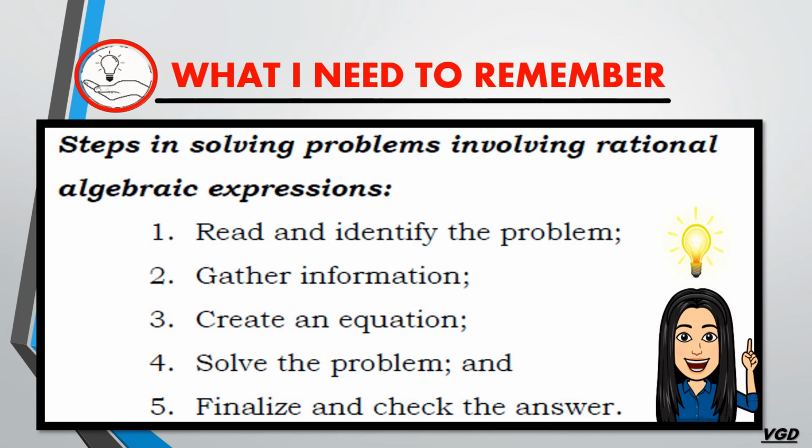So those are the 5 items that you have to answer as part of your exercises. When you answer those problems, you have to remember these steps in solving problems involving rational algebraic expressions. The first thing that you have to remember is to read and identify the problem. Next is to gather information from the problem. Third is to create an equation based on the given information. Fourth is to solve the problem. And fifth is to finalize and check the answer. I believe you will be able to answer it. I know you can do it.